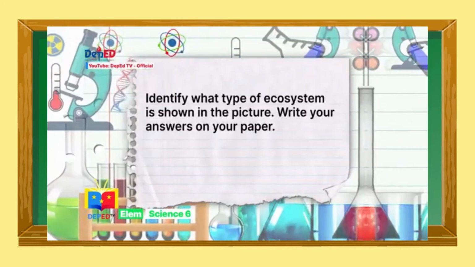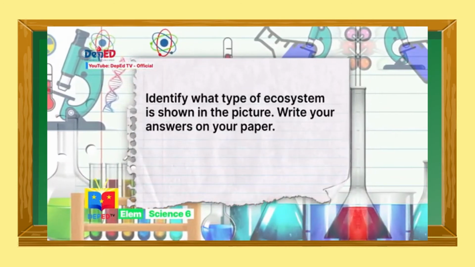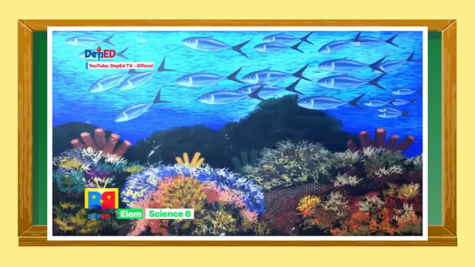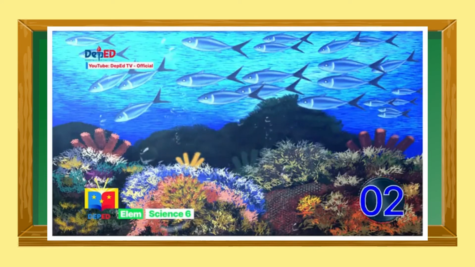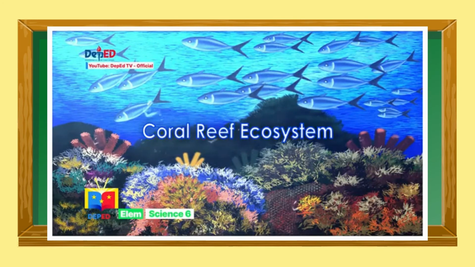Directions. Identify what type of ecosystem is shown in the picture. Write your answers on your paper. Number 1. What ecosystem is shown in the picture? That's right! It's a picture of a coral reef ecosystem.